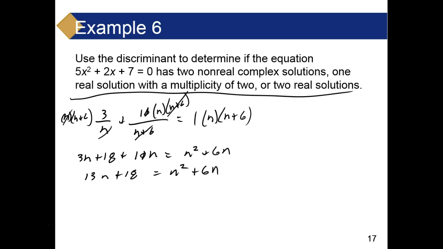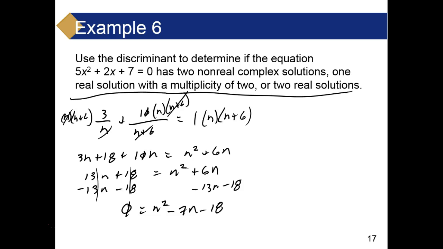So what that would do would then be minus 13n minus 18. This will be a minus 13n minus 18. What does your left-hand side become? 0. Your right-hand side becomes n squared minus 7n minus 18. Now, how would you solve that? It's up to you.